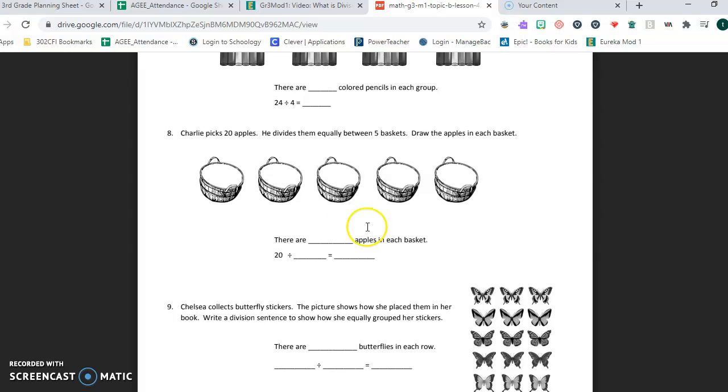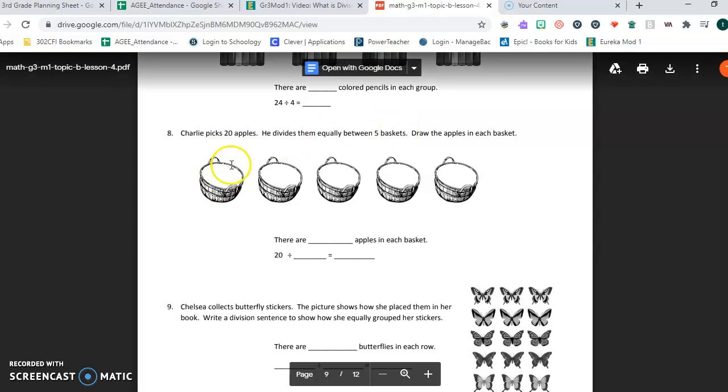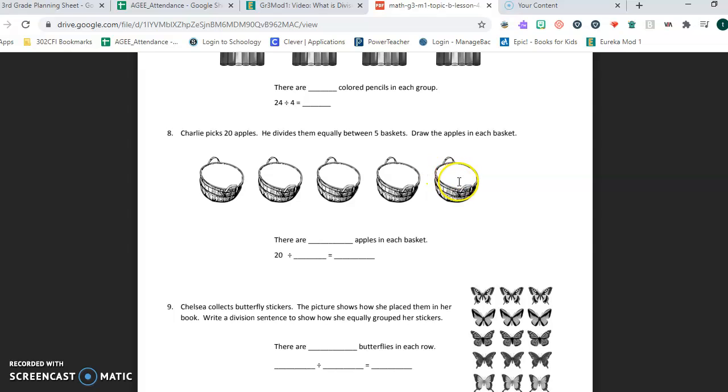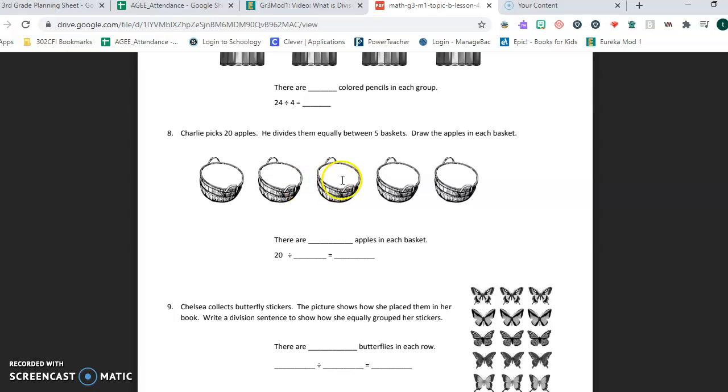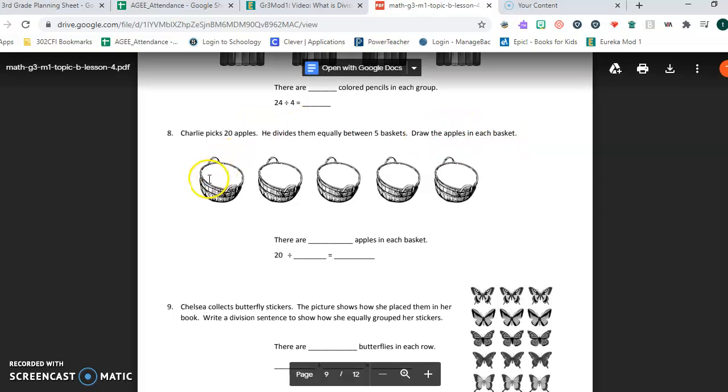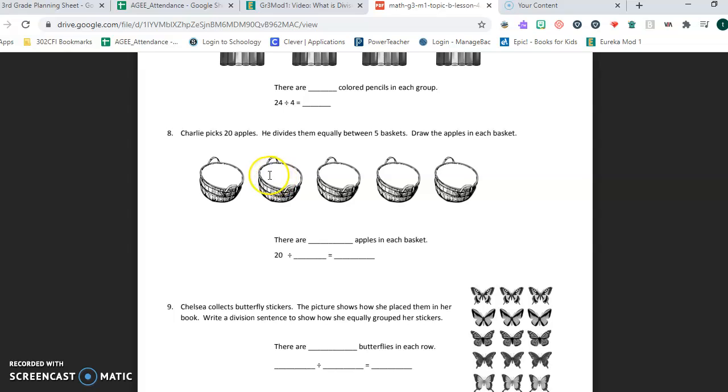In number 8, they ask you to do a little bit more of the drawing work for the problem. So Charlie picks 20 apples, okay, so that gives you the total. He divides them equally between 5 baskets. Okay, that's interesting. So we know we've got 1, 2, 3, 4, 5 baskets, but we don't know how many apples go into each basket. So when it asks us to draw the apples into each basket, we don't know what number to start with. Okay.